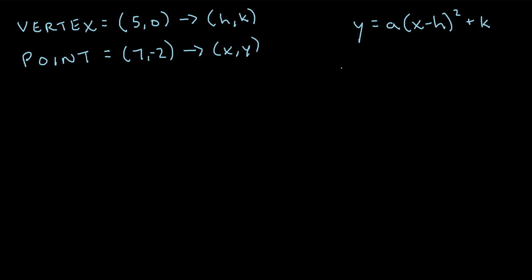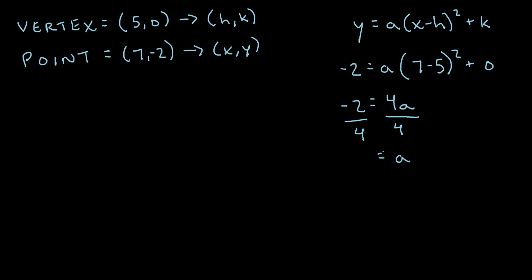So we'll say y, that's -2, is equal to a times (x is 7, minus h, so h is 5) squared, plus k. In this case, k is 0, so plus 0. So we're going to solve for a here. So -2 is equal to 7 minus 5, which is 2. 2 squared is 4. So we'll have 4 times a. To solve for a, we can divide both sides by 4. And we get a is equal to -2/4, or if we want to reduce that, that can be -1/2.